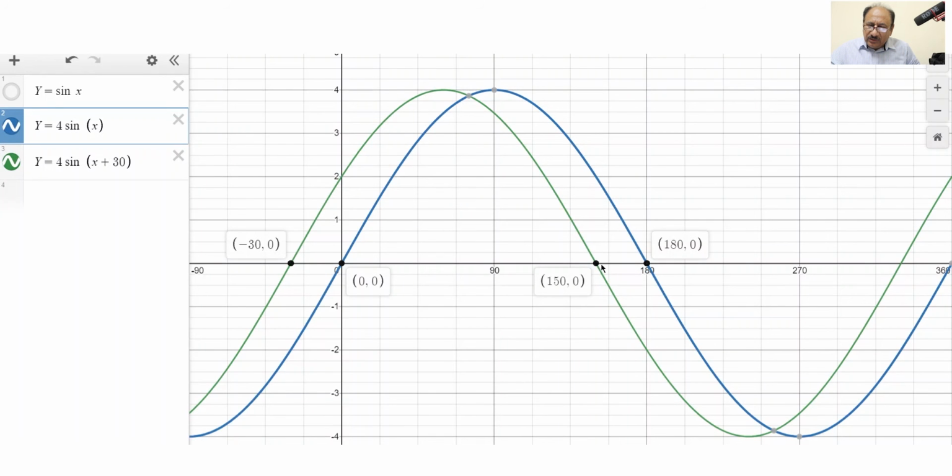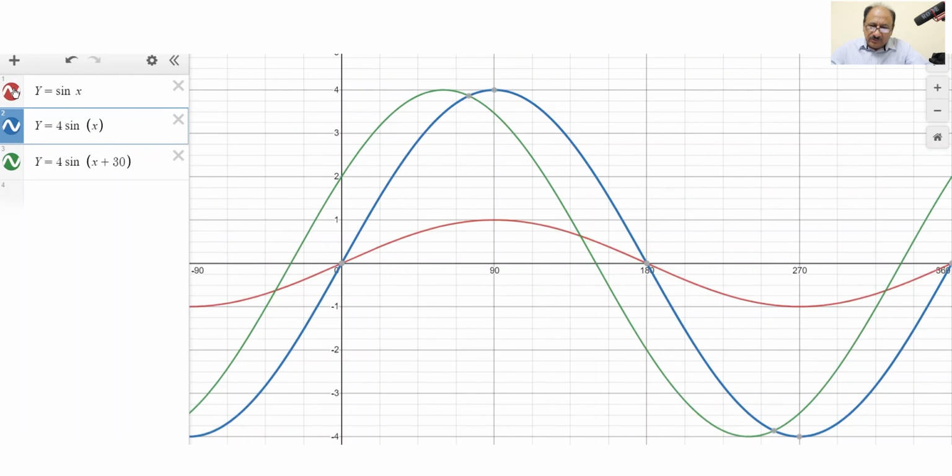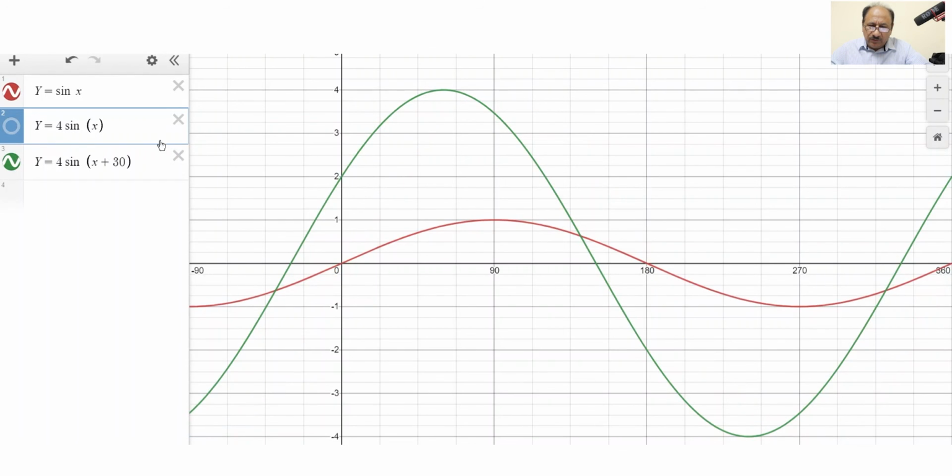So 30 degrees switch to the left. Even this point also, you can compare, these points are also switched. The y value will remain the same, only the x value will be moving to the left. Instead of 90, it is moving to 60 degrees. Now this is basically the normal curve, and the final translation will be this one.